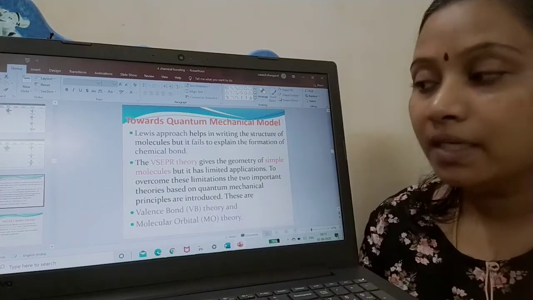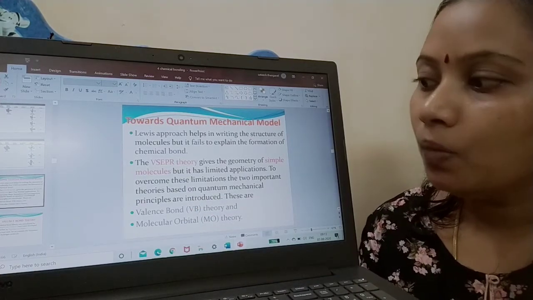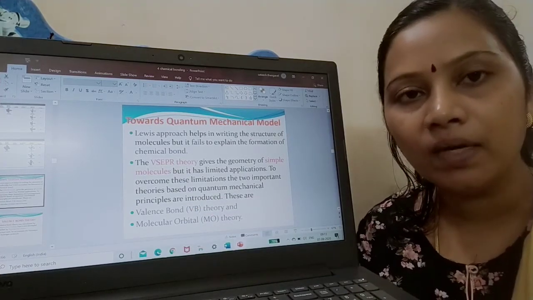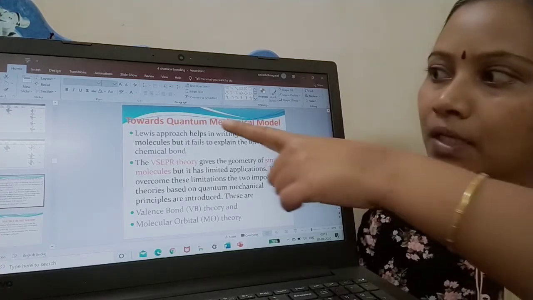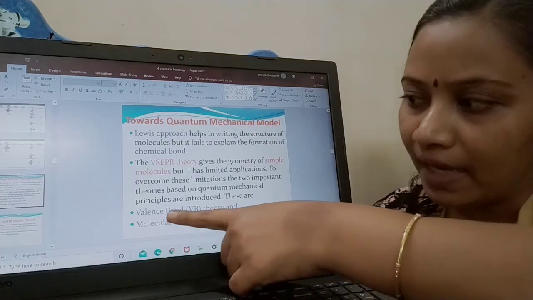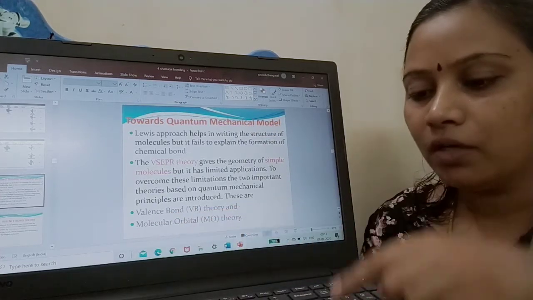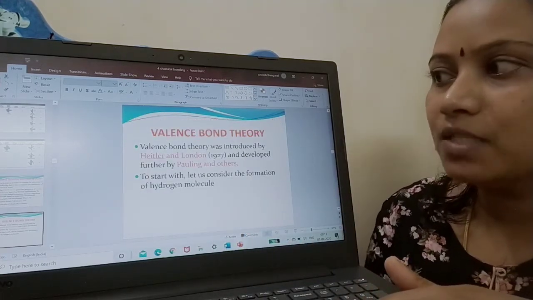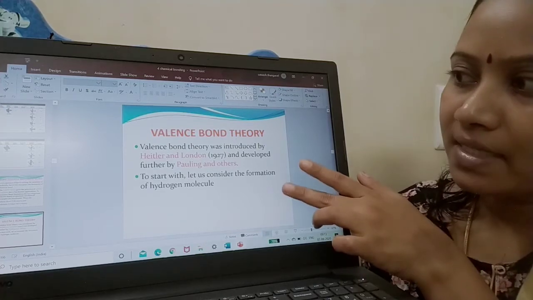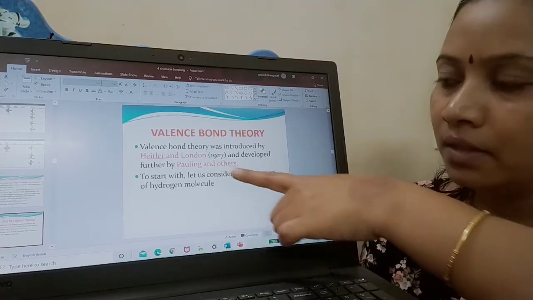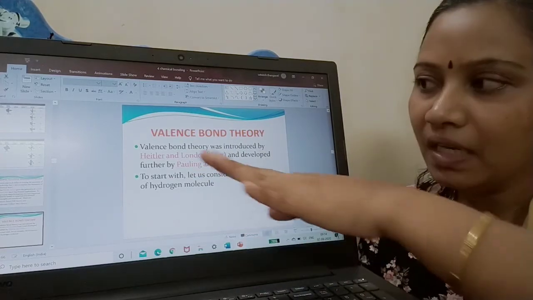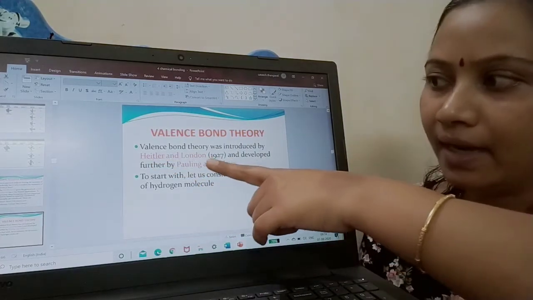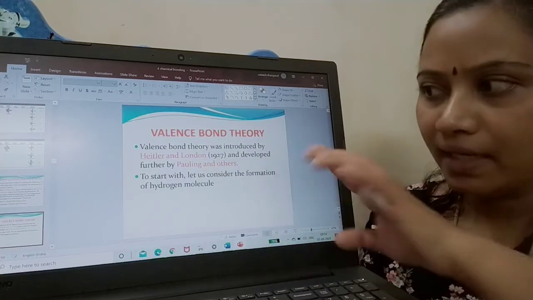There are two theories based on the quantum mechanical model. One is valence bond theory and the other one is molecular orbital theory. What is valence bond theory? It was proposed by the scientists Heitler and London and it was further developed by the scientist Pauling and others.